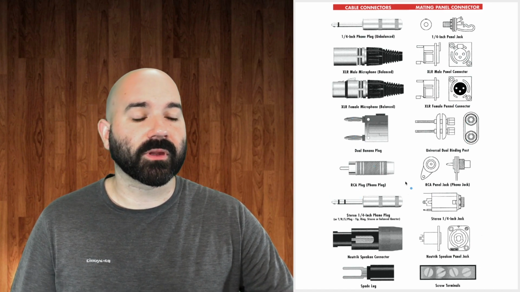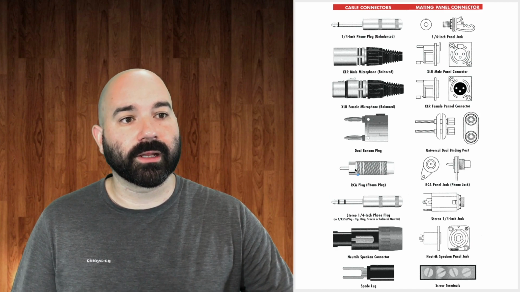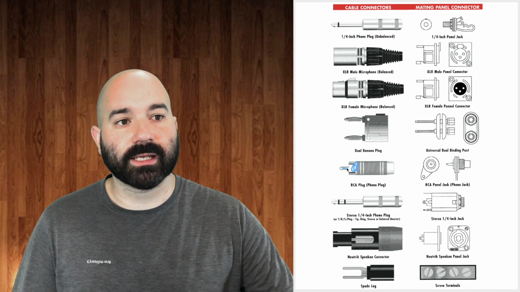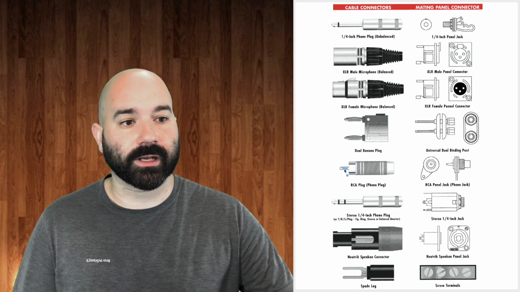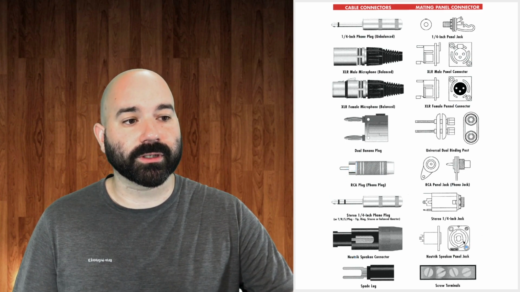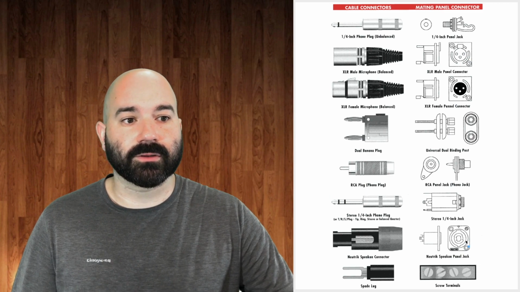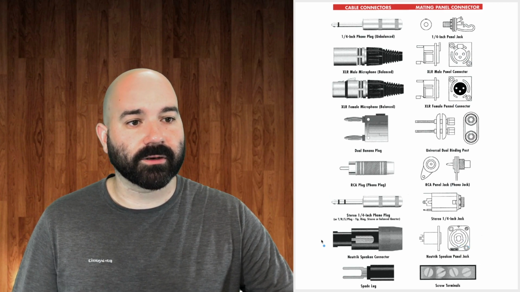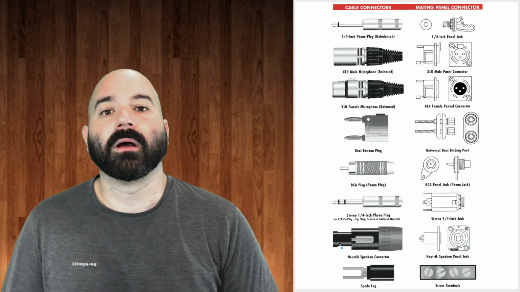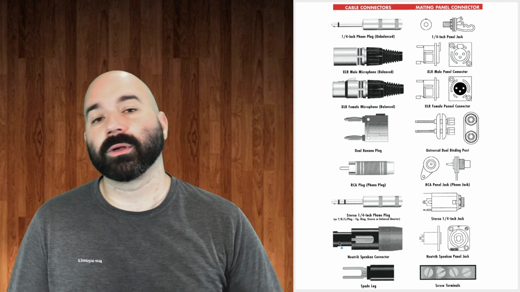RCA plug, it's a little harder, but we know that it just has the outer sleeve connection and the inner. It is just a 2-conductor connection. And the Neutrik Speakon connection is a little harder. We can't look on the inside here. We can't look there. You physically have to know which connection you have.